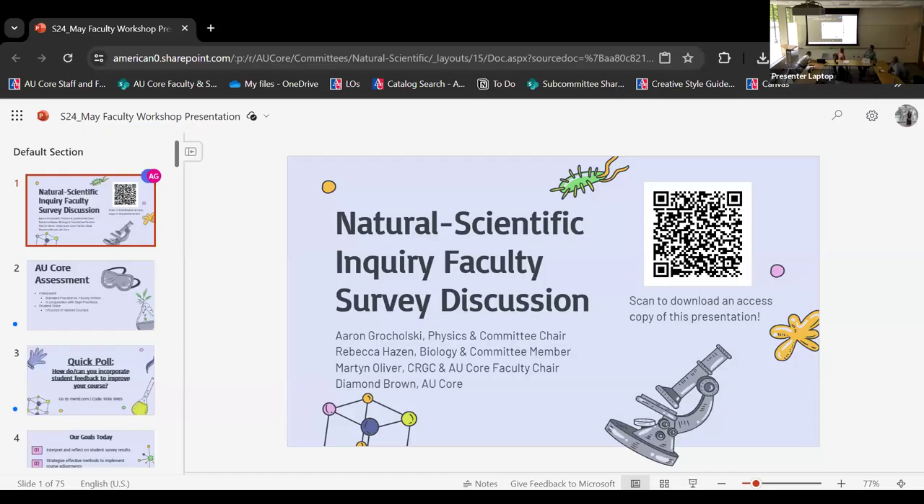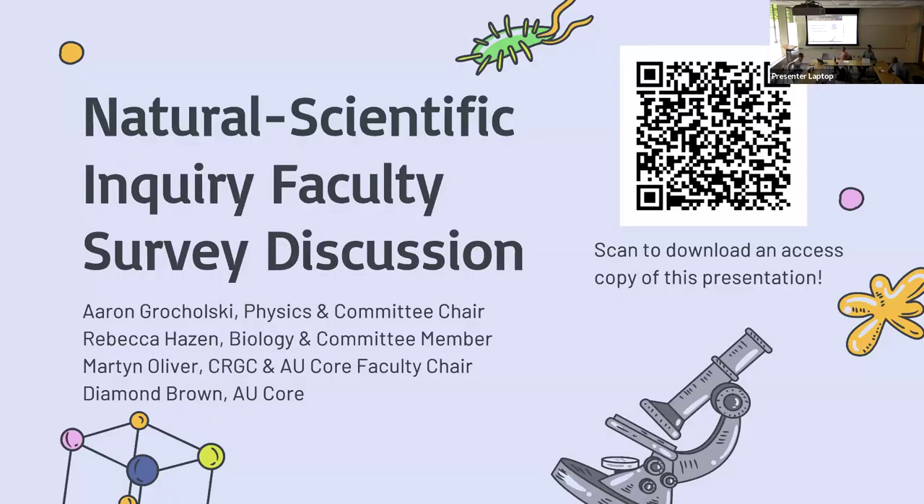My name is Martin Oliver. I'm the faculty chair of the AU Core. And I'm just gonna kind of kick us off and get us introduced here. The role of the faculty chair of the Core is to help coordinate and work with and oversee all of the different subcommittees that make up the whole of the Core.